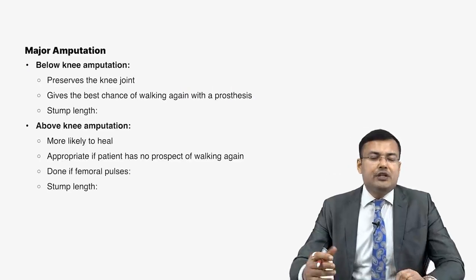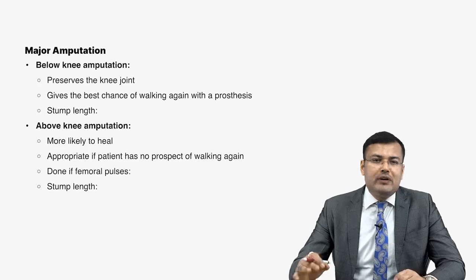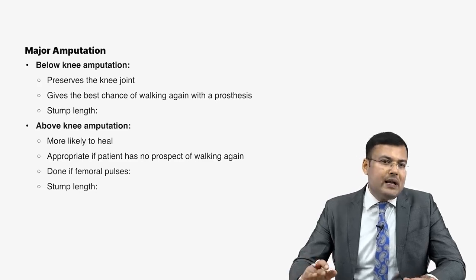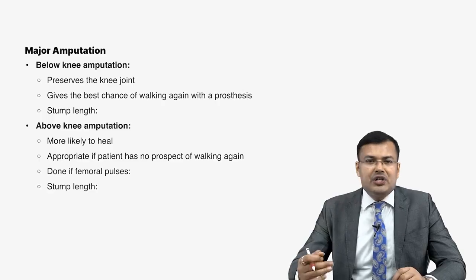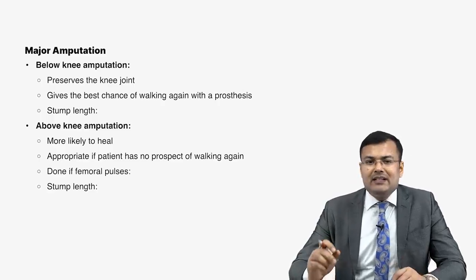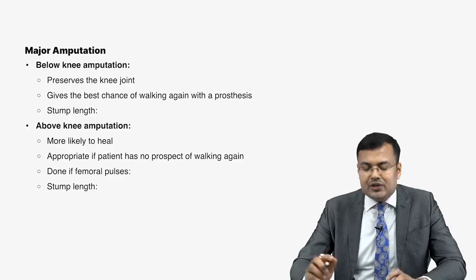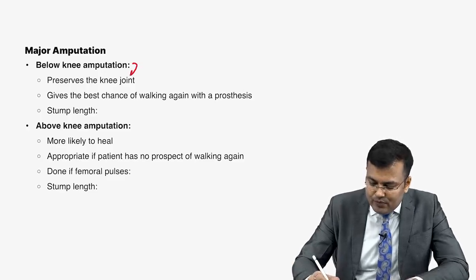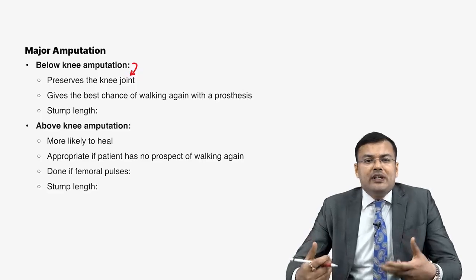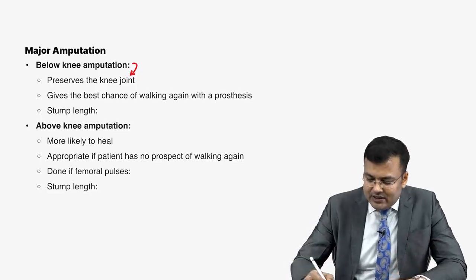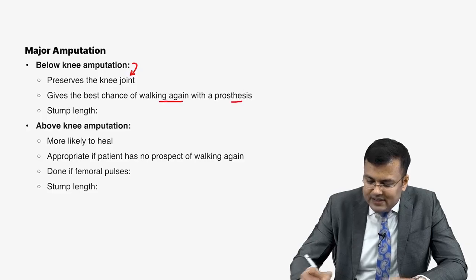The two amputations which you have commonly seen in ortho and in surgery are below knee amputation and above knee amputation. There are advantages as well as disadvantages. First, see the below knee amputation. What is the advantage? It preserves the knee joint. Since the knee joint is preserved, it gives the best chance of walking again with a prosthesis.